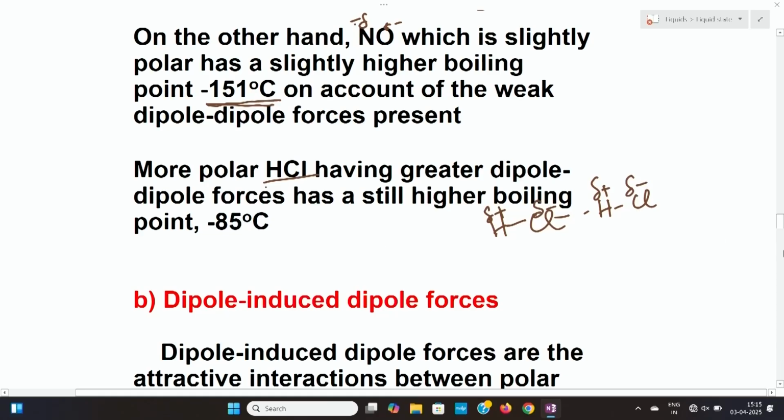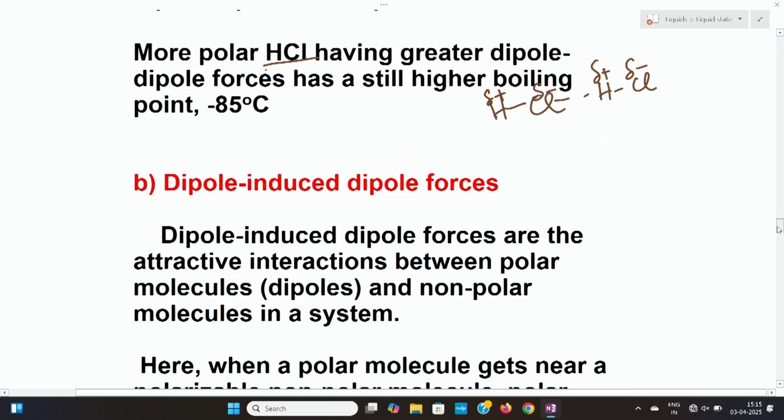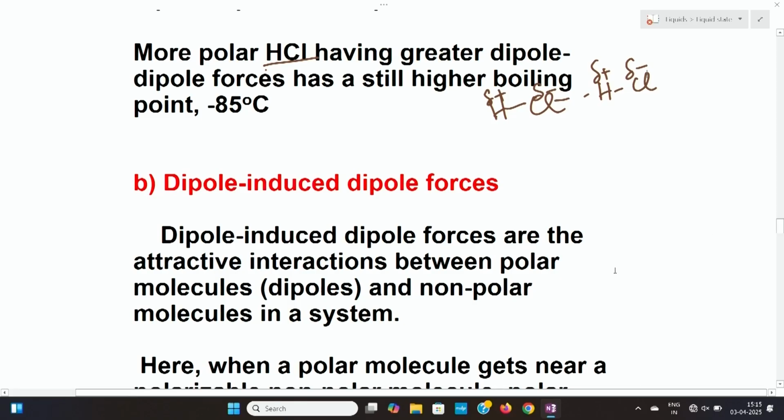Now, let us see the second type of attractive forces, that is dipole-induced dipole forces. As I said earlier, these forces act between a polar molecule and a non-polar molecule. So, you will be curious about how a non-polar molecule can interact with a polar molecule. Let us see what is happening here.